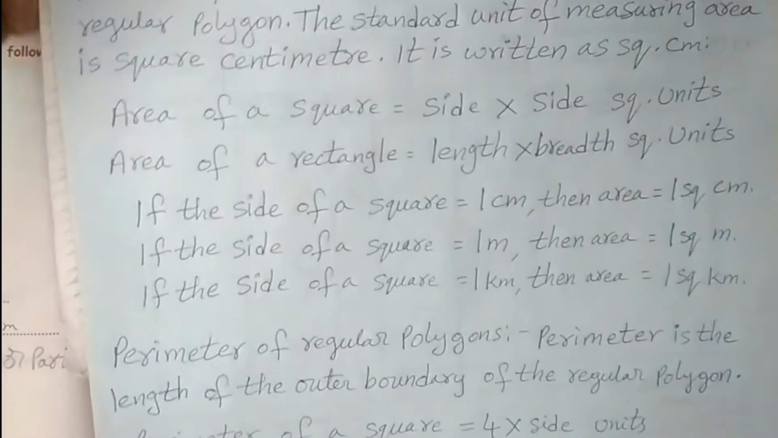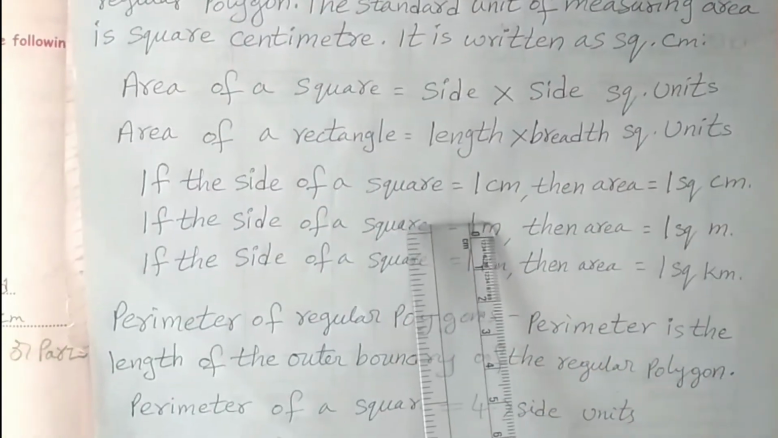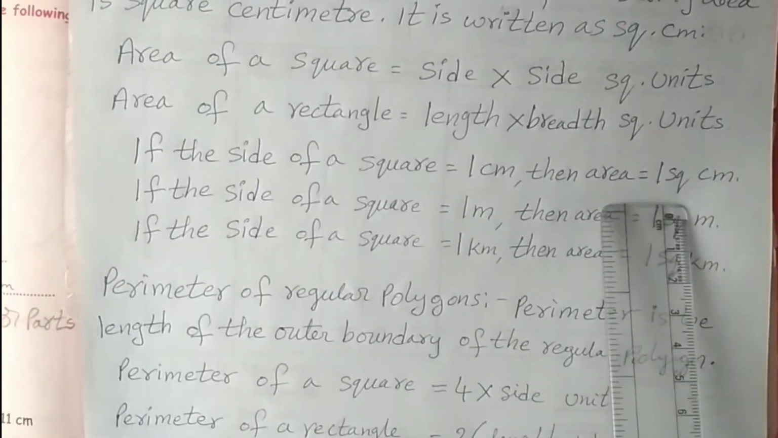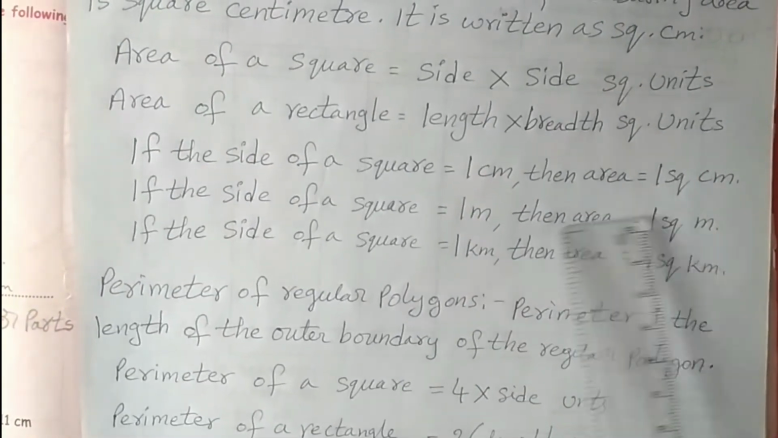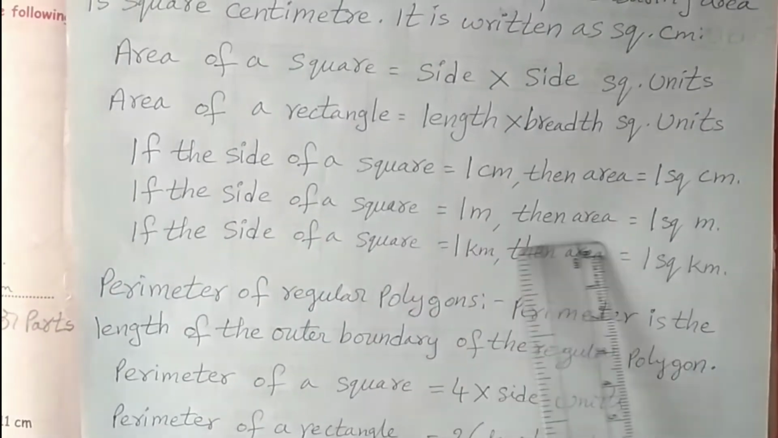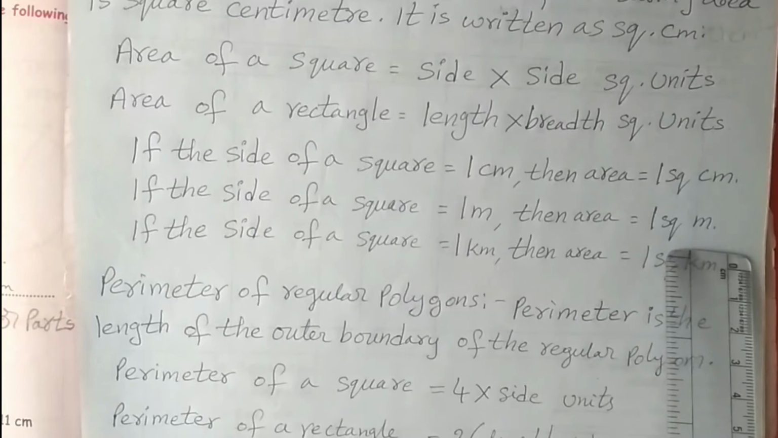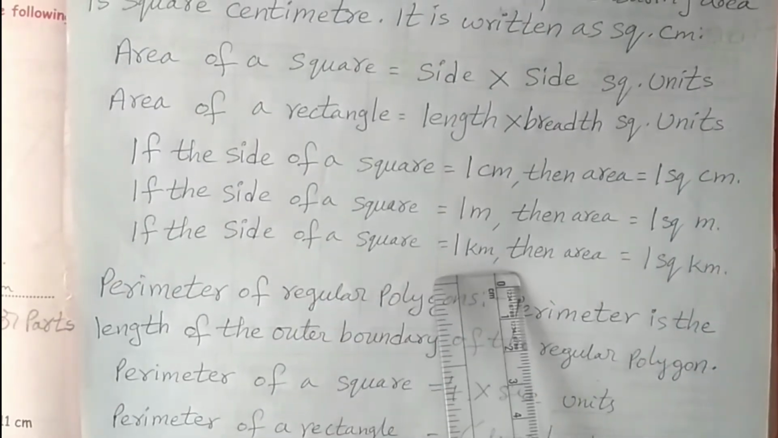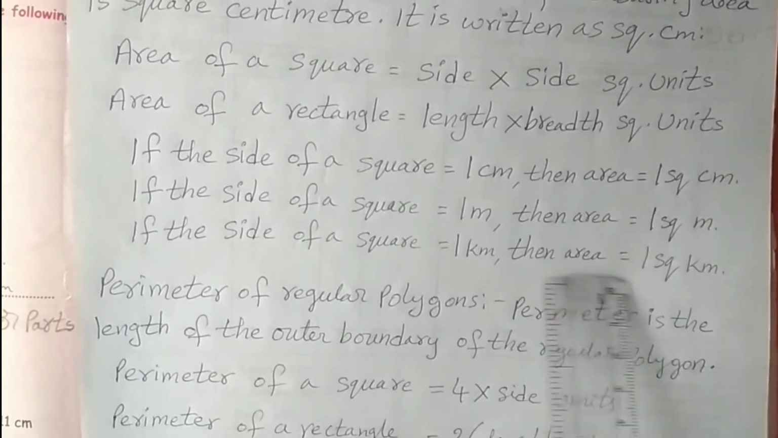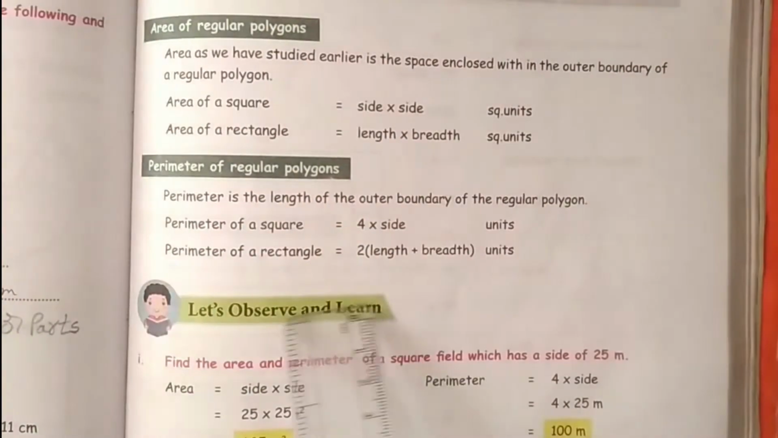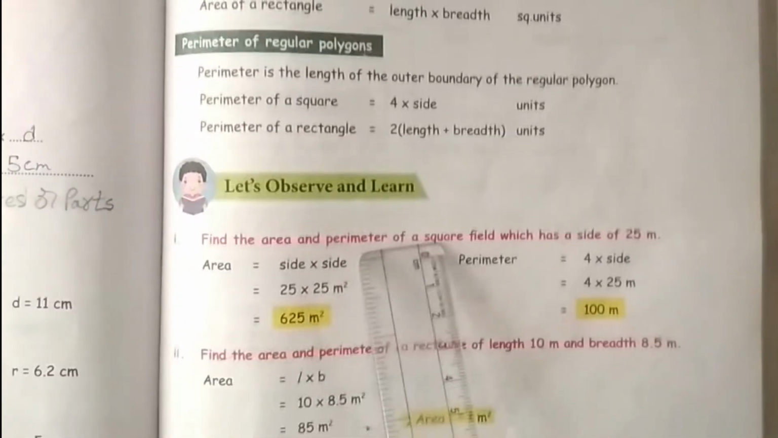If the side of a square equal to 1 centimeter, then area is equal to 1 square centimeter. If the side of a square is equal to 1 meter, then area equal to 1 square meter. If the side of a square equal to 1 kilometer, then area is equal to 1 square kilometer. Now let us observe and learn.